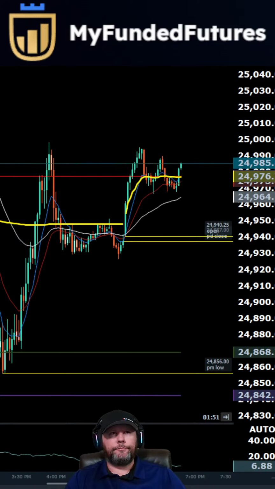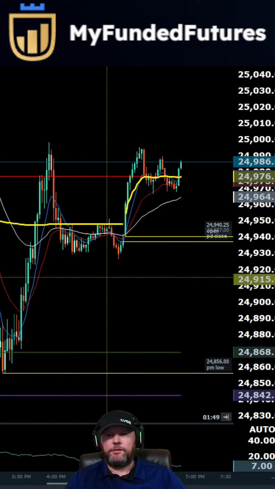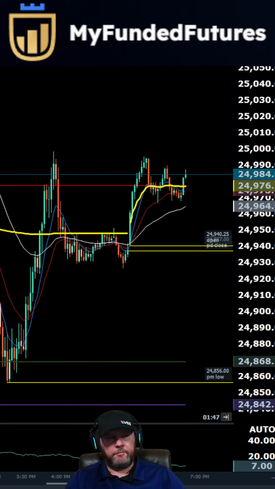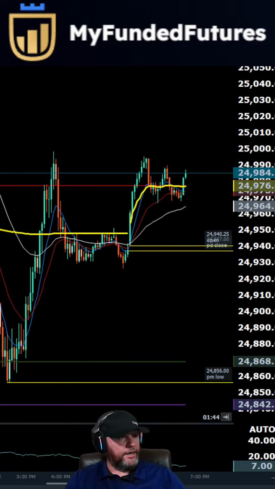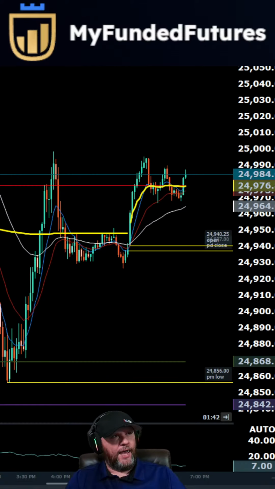So, those are my thoughts for tonight's price action. Gold is pulling back into an area. I mean, I could theoretically try to buy this area again.